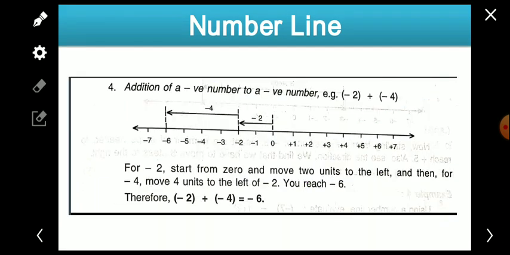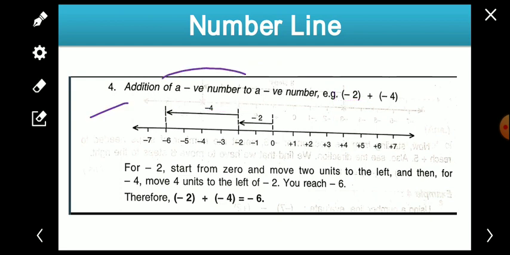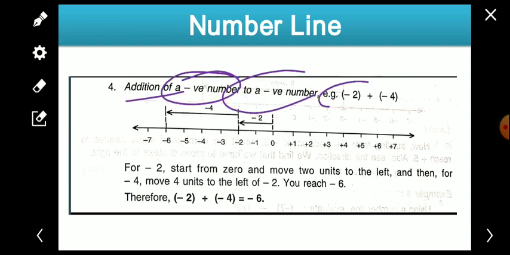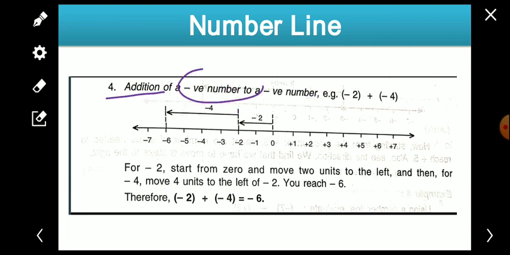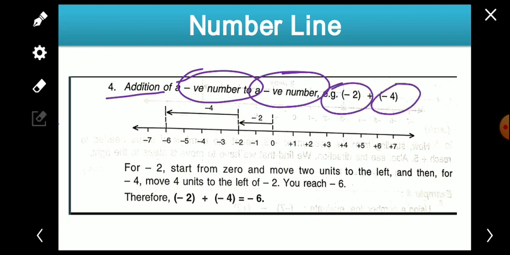Now point number 4 is the addition of a negative number to a negative number. So we have learned till now the addition of a positive number and a positive number, and then one positive and one negative, and then one negative, one positive. Now we will learn how to add a negative number to a negative number. When both the numbers are negative, then how to add?